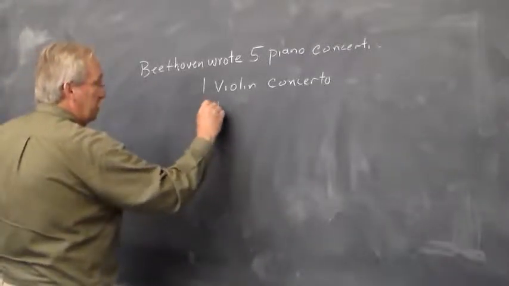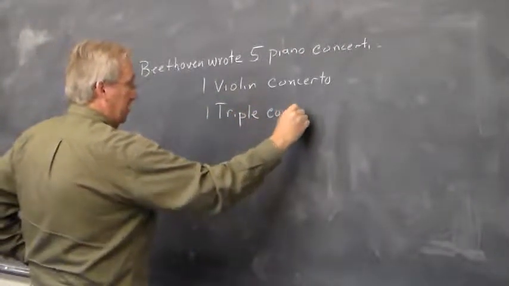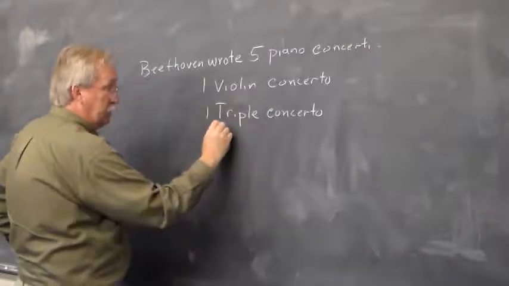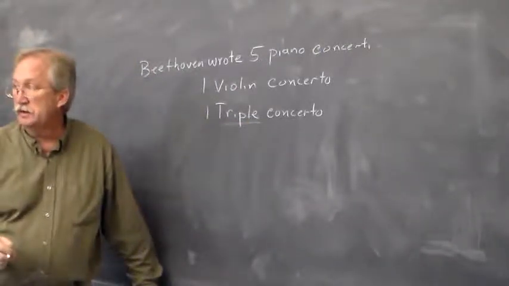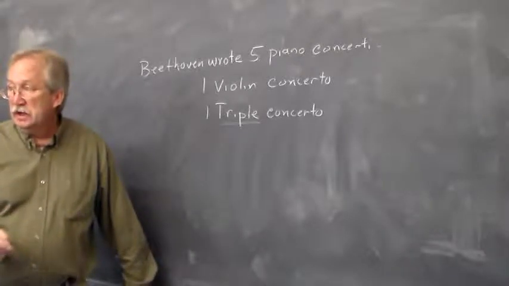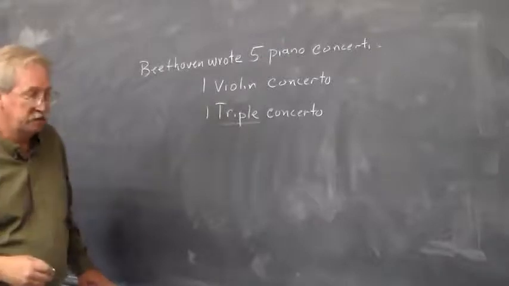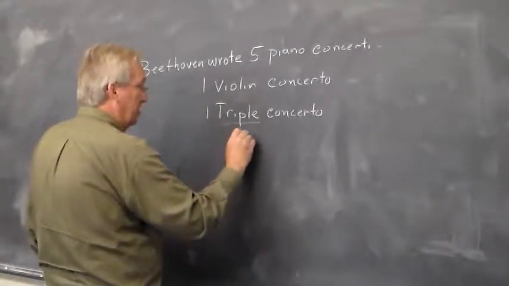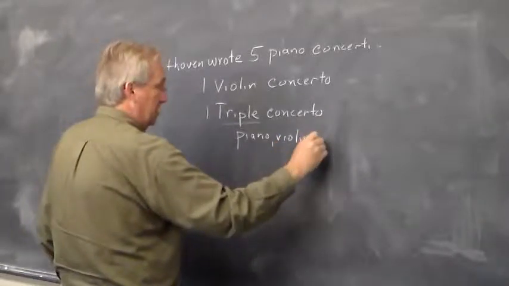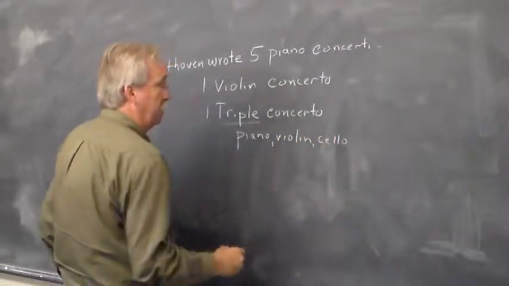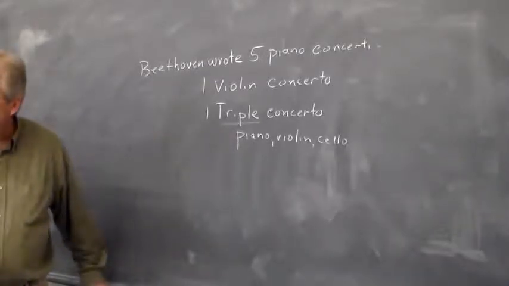And then he also wrote a triple concerto. That term replaces the term concerto grosso in the classical period. And so triple just means 3 soloists. So this was for piano, violin, cello. So 7 concerti in total.